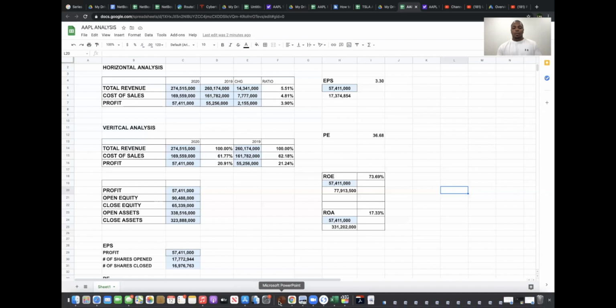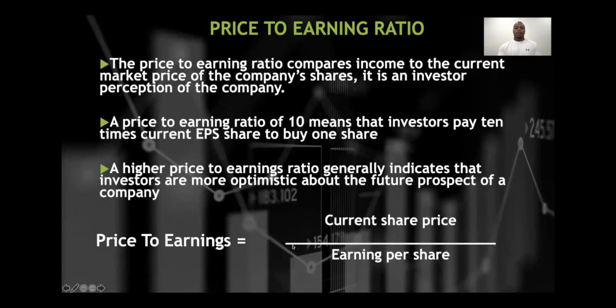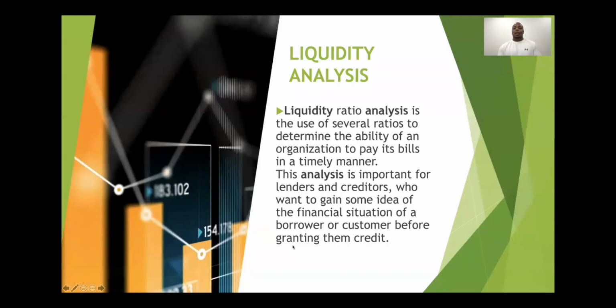So let's move on. Now that we understand price to earnings ratios and what they mean, let's talk about a liquidity analysis, right? What is a liquidity analysis? A liquidity ratio analysis is the use of several ratios, but we're going to just use two, to determine the ability of an organization to pay its bills in a timely manner. We want to know that, given certain circumstances and problems, can Apple pay their bills, right?